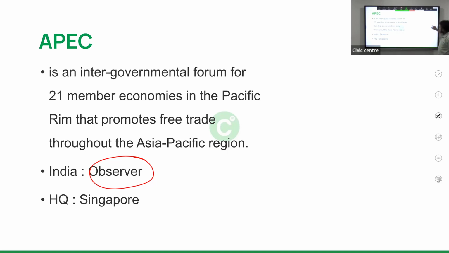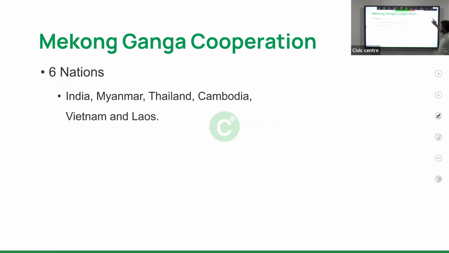Mekong Ganga Cooperation and ADB. This Mekong Ganga Cooperation is based on the Mekong River. Which passes through how many countries? Yesterday we discussed six nations. The five Southeast Asian nations plus China. The name itself says Mekong and Ganga Cooperation. Excluding China, it consists of six nations. The Ganga River passes through India. The Mekong River passes through five Southeast Asian nations: Myanmar, Thailand, Cambodia, Laos, Vietnam.